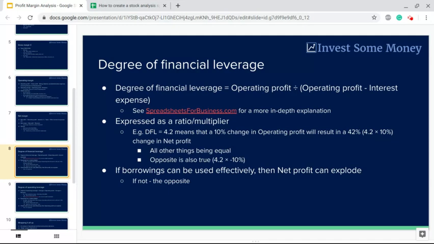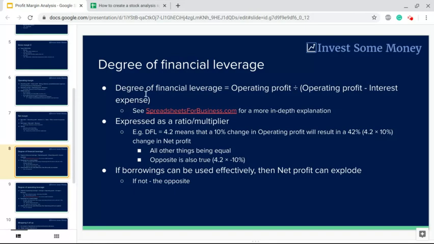So, degree of financial leverage. It is measured as operating profit divided by operating profit minus interest expense. And what does that tell you? Well, it's going to give you a ratio or a multiplier, however you want to look at it. For example, a degree of financial leverage of 4.2 means that a 10% change in operating profit will result in a 42% change in net profit. Positive.